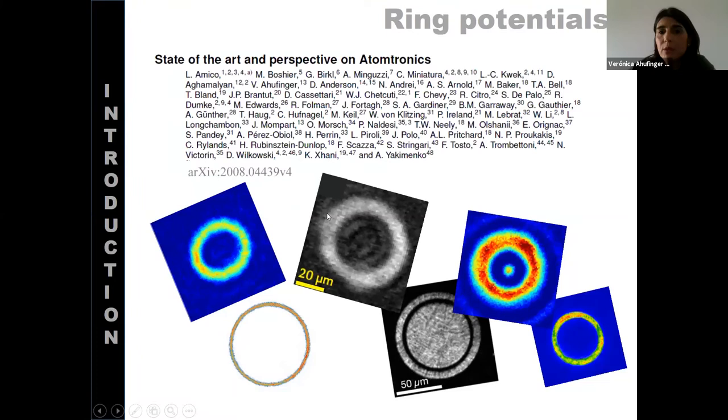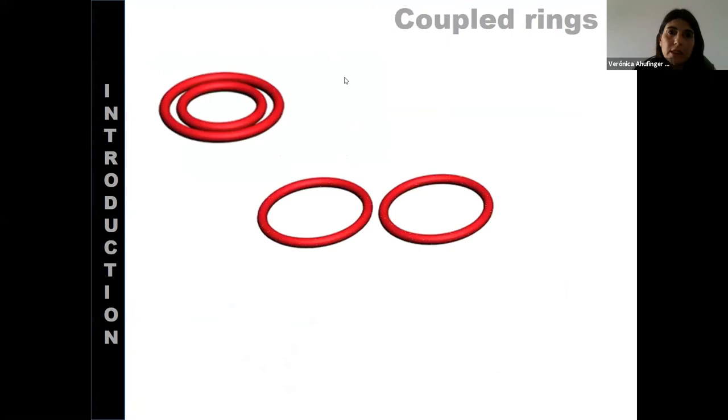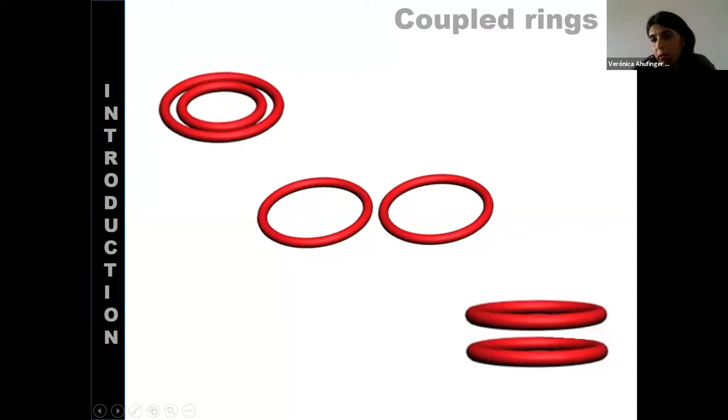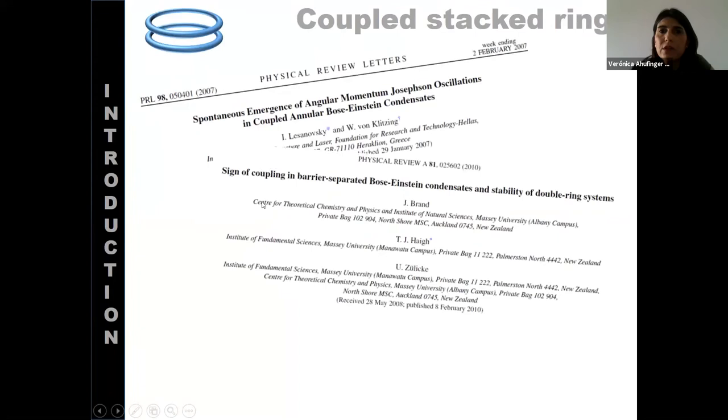Once we have a Bose-Einstein condensate trapped in a single ring, one obvious question is what happens if we just place two rings close to each other? Due to the symmetry of the ring, we have different possibilities. We can couple them in a concentric way, side by side, or in a stack configuration. All of these configurations have been studied widely in the literature, and here we are just interested in the last one, Bose-Einstein condensate in a stack of two rings. Of course, we are not the first to be interested in this system.